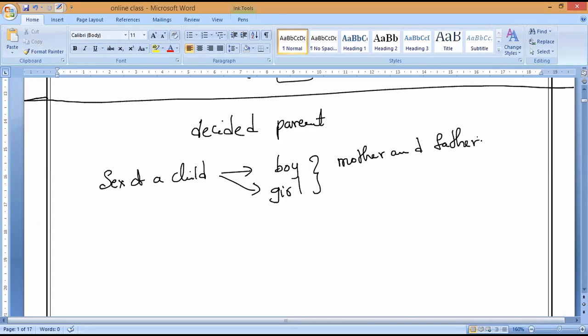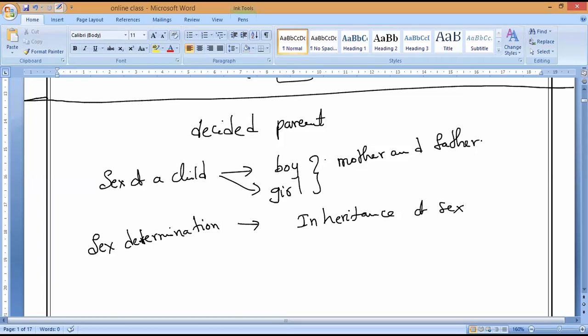So this inheritance of sex is also called sex determination. Do you understand? What is another name for sex determination, guys? Sex determination can also be called inheritance of sex. So that is what you have to remember: inheritance of sex is also known as sex determination.